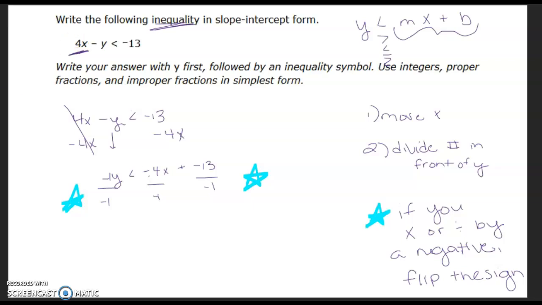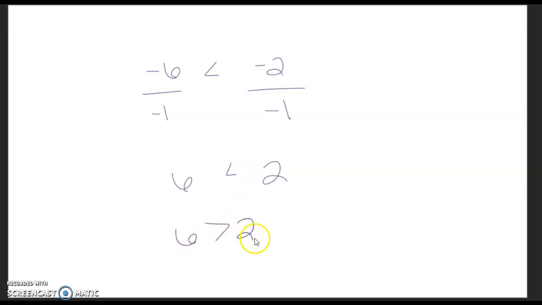So let's look at this. Ready? So if I have -6 is less than -2. This is a true statement. -6 is less than -2. But what if I divide both sides by -1? -6 divided by -1 is 6. -2 divided by -1 is 2. Now, is 6 less than 2? No. So because I divided by a negative, that is why we have to flip the sign.